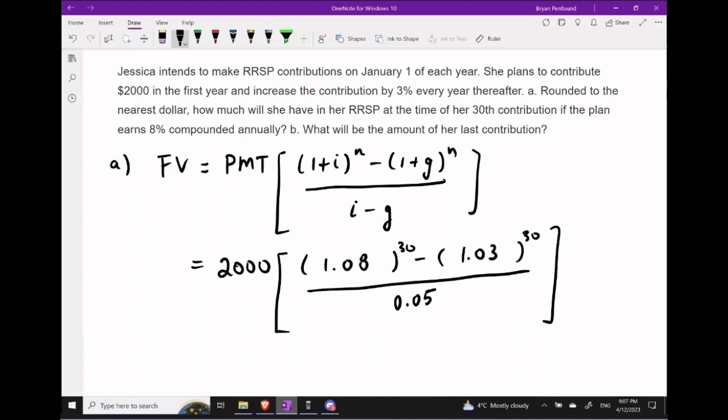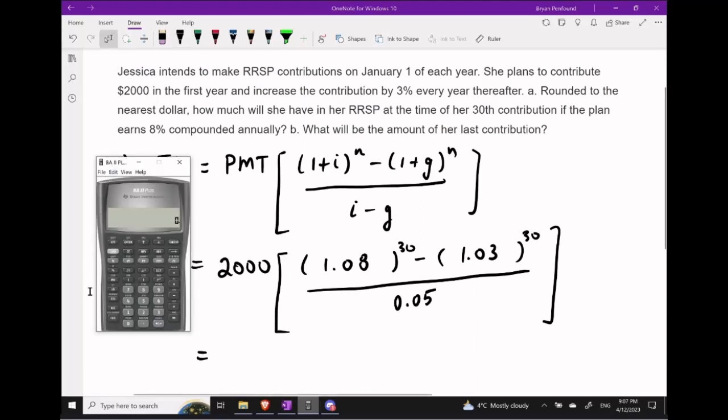Now here we can make some adjustments to make this a little bit easier to put into our calculator. So I've gone ahead and done that in both the numerator and the denominator of our fraction. So let's start inside the numerator. We're going to take our 1.08, raise that to the power of 30, and then subtract 1.03, also raised to the power of 30.